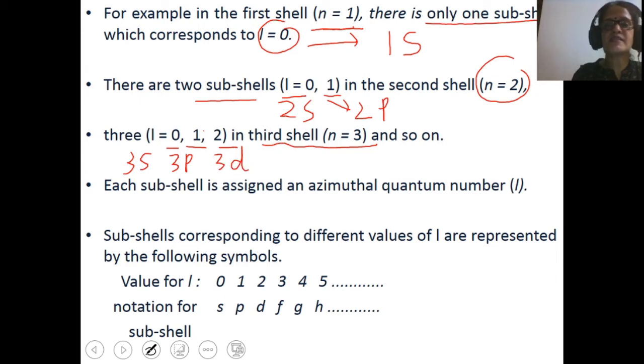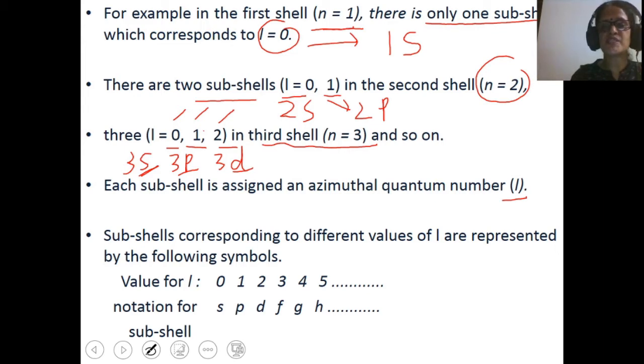So each subshell is assigned a quantum number L. I mean to say that the s subshell is assigned the quantum number 0, the p subshell is assigned the quantum number 1, and the d subshell has been assigned the quantum number 2. I hope these points are clear to you.